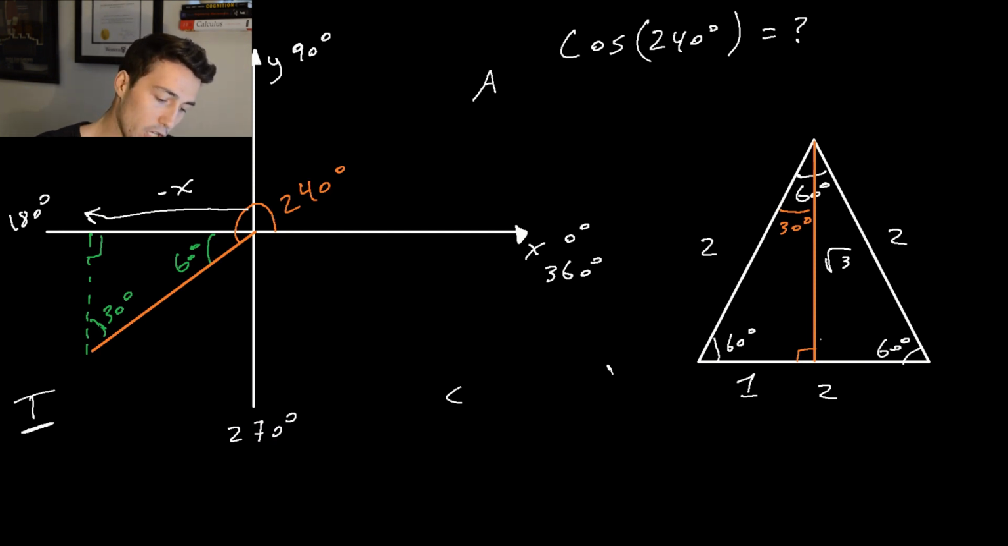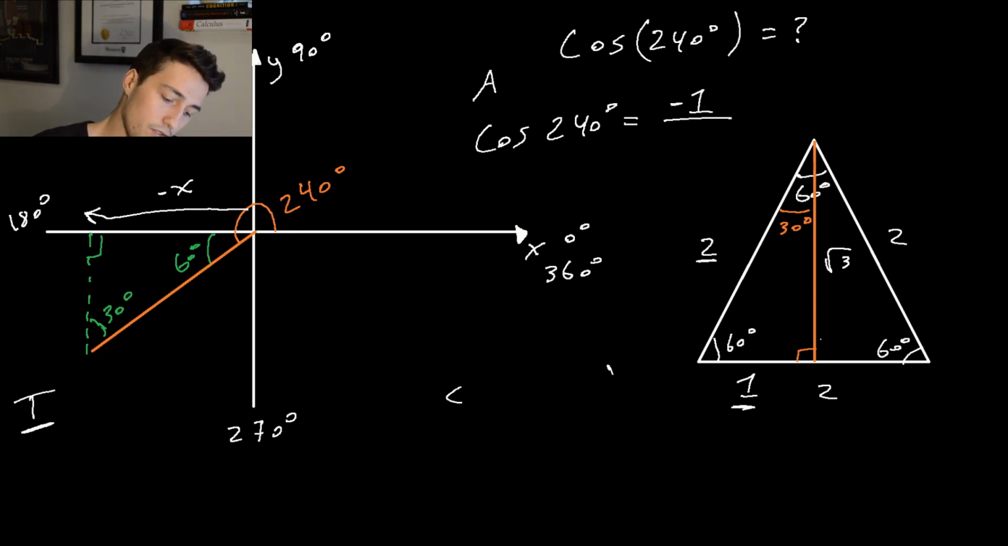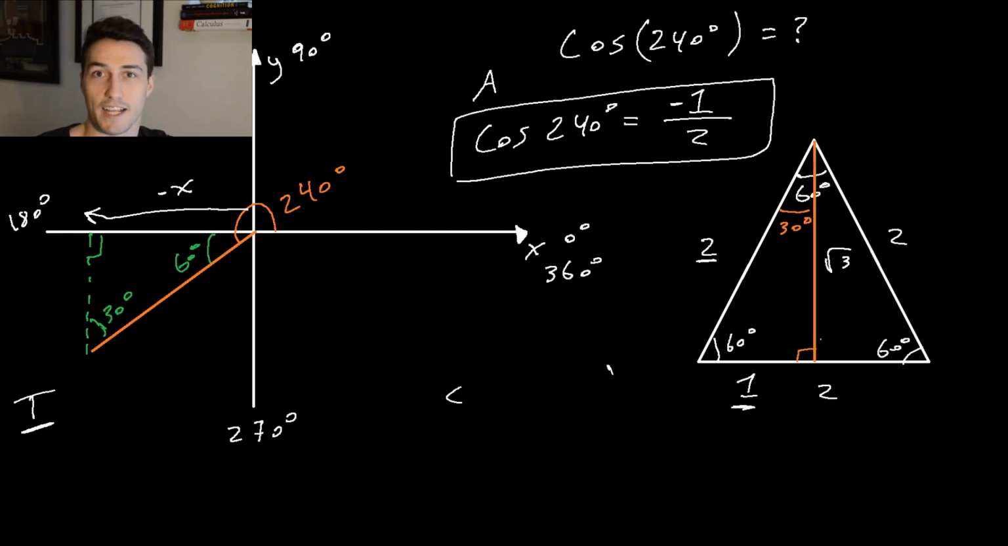So we can look at our special triangle and we can say, well, cos of 60 degrees, that's going to be adjacent over hypotenuse. So 1 over 2. So cos of 240 degrees is going to be negative, so it's negative 1 over 2. So that would be our answer to this expression and this angle.